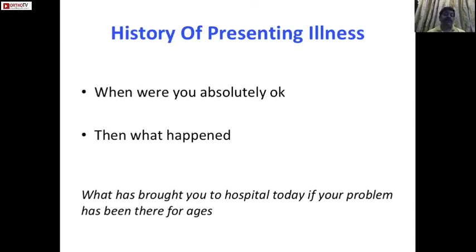But then there would be some patients who would come out with a history that I have been ill for the whole of my life. So you need to juggle around with these patients, and maybe at times you need to ask them what has brought you to the hospital today, if your problem has been there for ages. So you have to modify your questioning at times, to be straightforward, or at times encourage the patient to speak out.